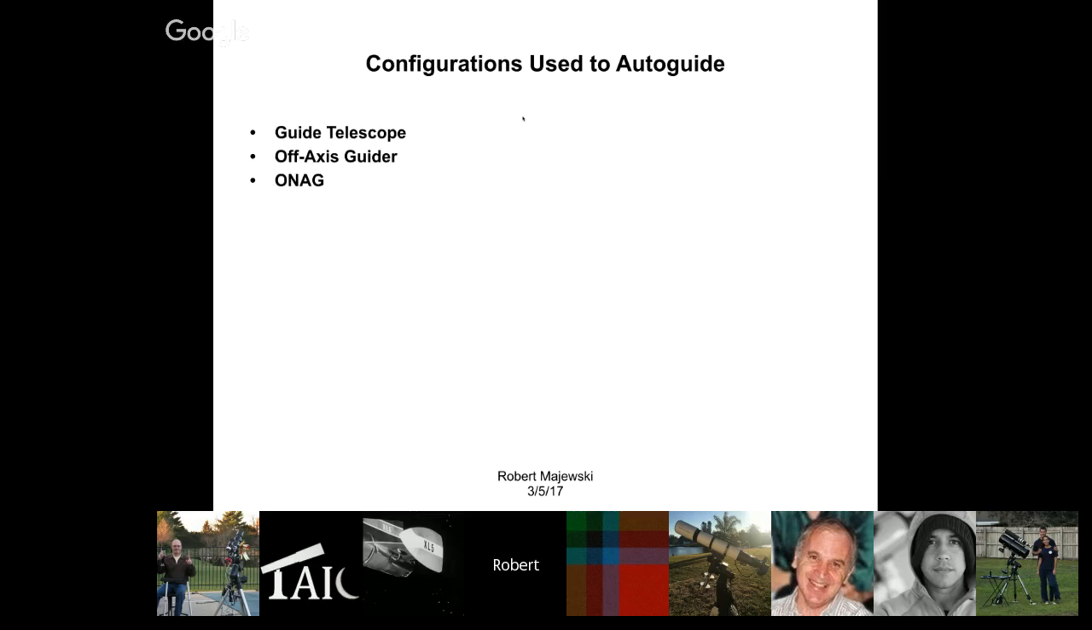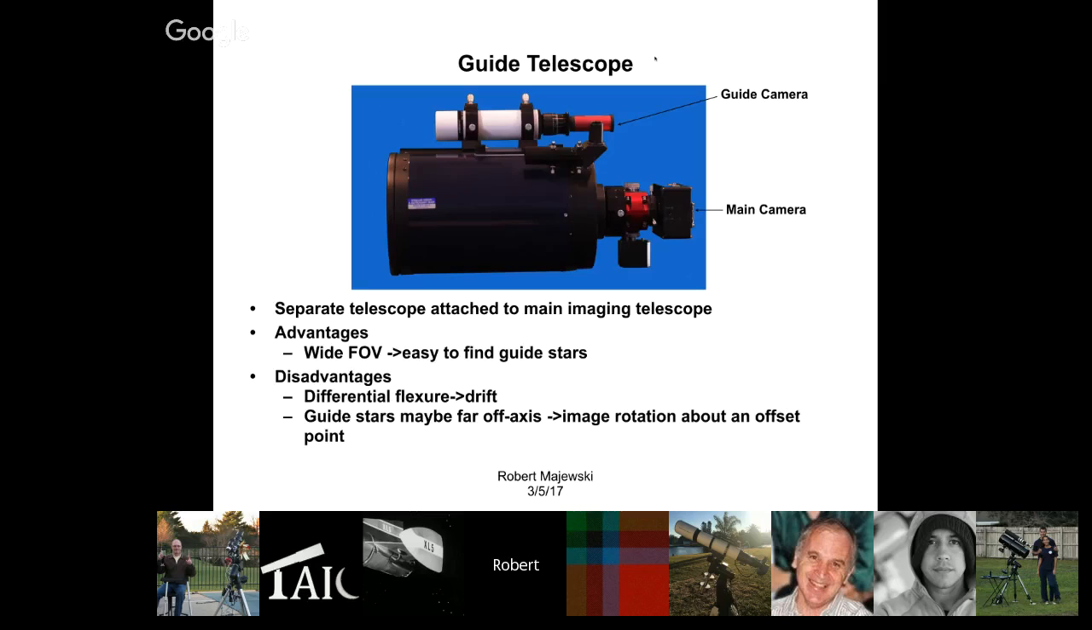Okay, so let me go through these different ones briefly. I'm sure you guys are all aware of this, and I don't want to bore you, but anyways, the guide telescope. What's that? Well, here's a Schmidt-Cassegrain, and on the side of it, you mount a small telescope with its own guide camera. The big advantage of this configuration is that you have a wide field of view with the guide camera, so it makes it relatively easy to find guide stars. That's the good news.